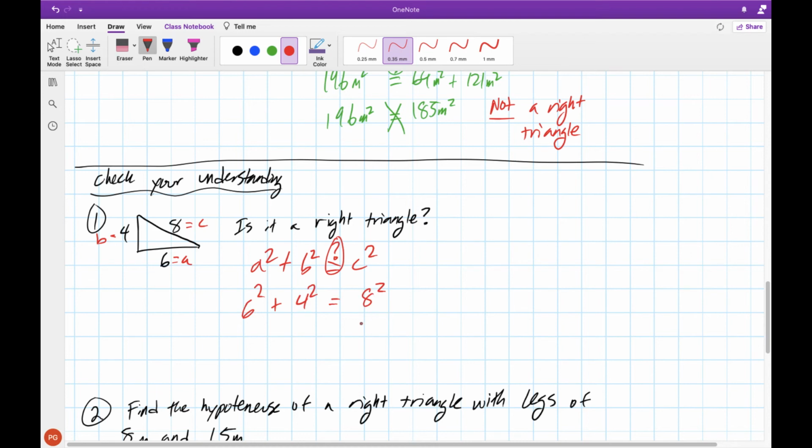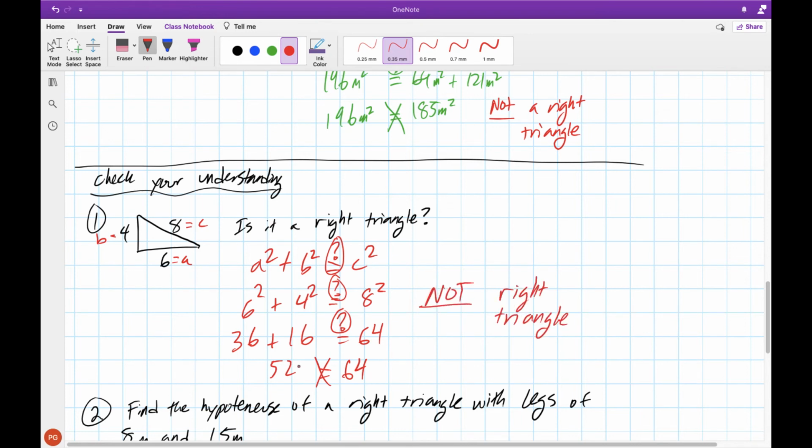So there's all our numbers plugged in. 6 squared is 6 times 6, which is 36. 4 squared, that's going to be 16. 8 squared is 64. Let's add these two together, and we'll get an answer of 52, which is definitely not equal to 64, so this is not a right triangle. If they were equal, that would tell us that it is a right triangle.